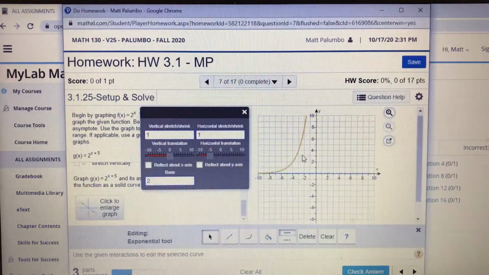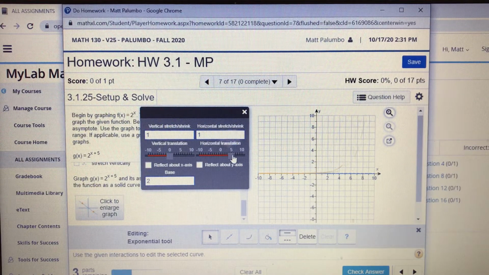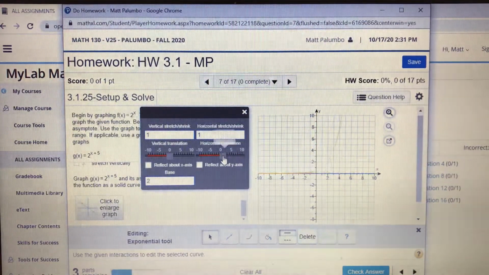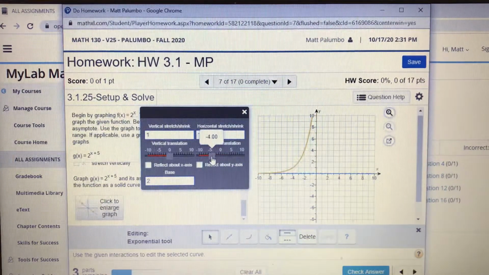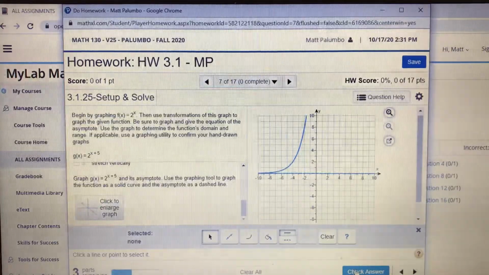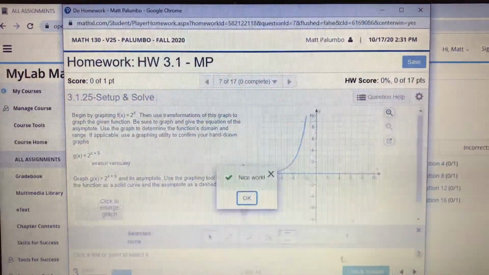With my original graph, let me put it back where it was. Let me move it to the right so you can see. See how it gets closer and closer to that 0, but never hits? Okay, so my asymptote has not moved up or down. And this should be it. I have the graph, I have the asymptote. Let me check my answer, cross my fingers. Nice work.